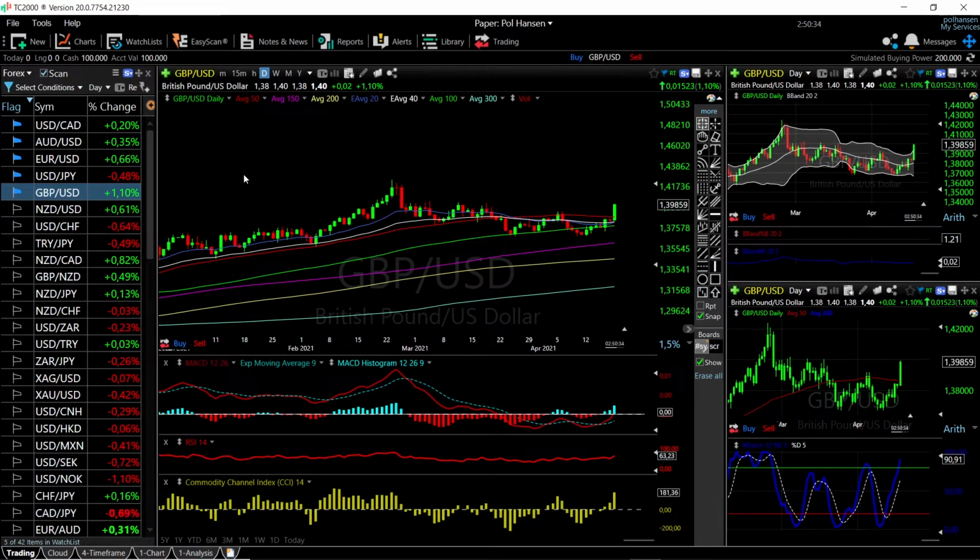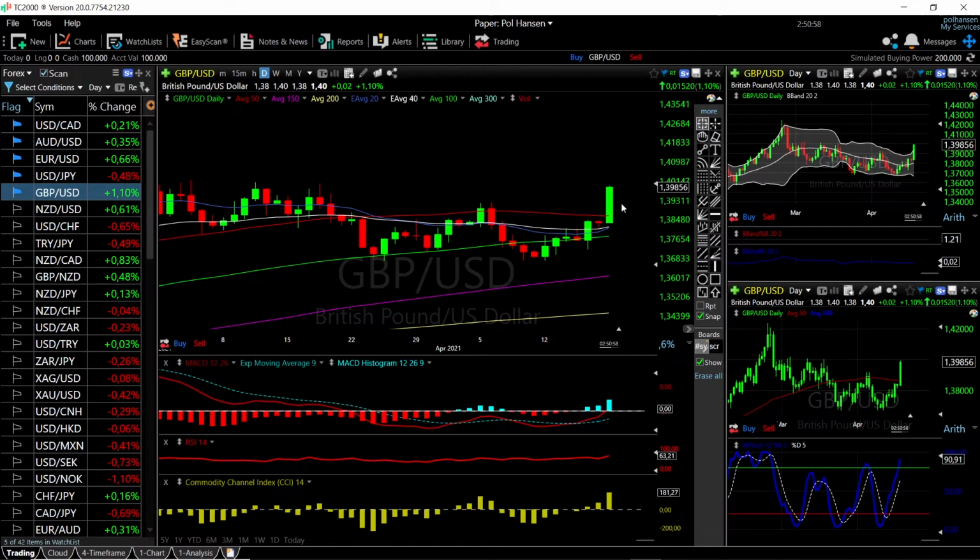So we'll start by looking at the Great British Pound and the US dollar. First of all, the US dollar has been basically falling apart the last 2.5 weeks. And today was another day where it depreciated significantly against most other major currencies. As you can see here in the Great British Pound US dollar, it rose 1.10% at this current stage, and that's a massive rally to the upside.